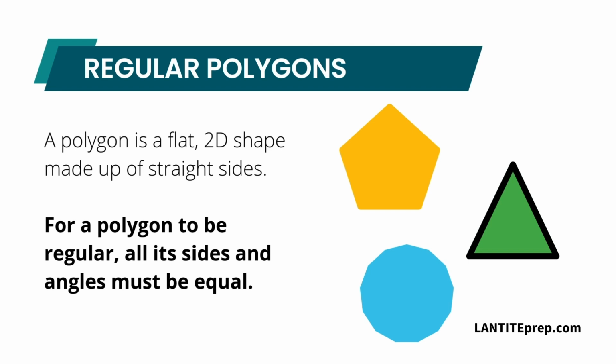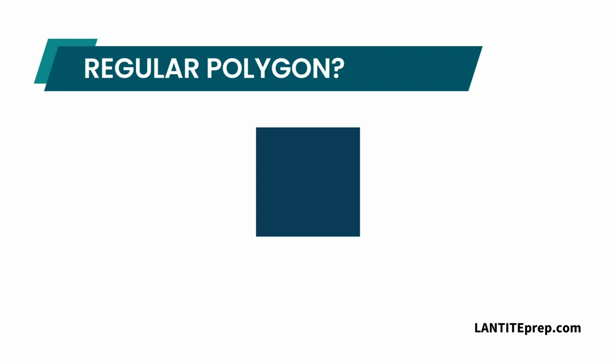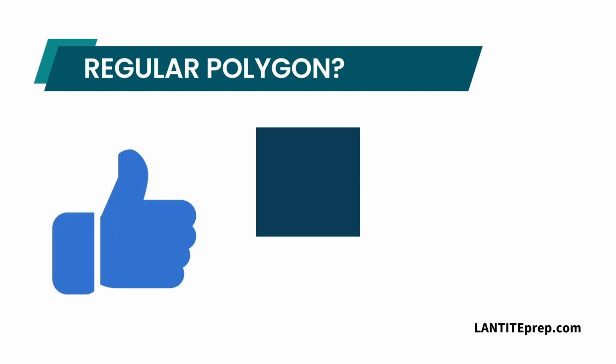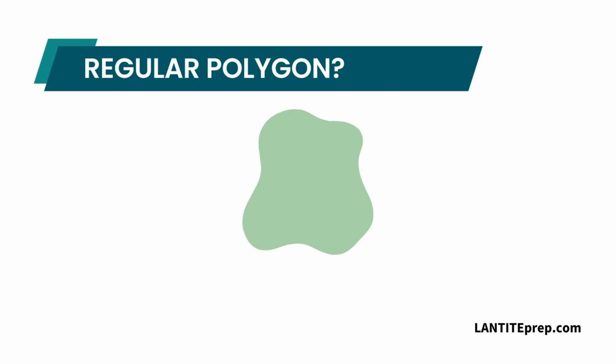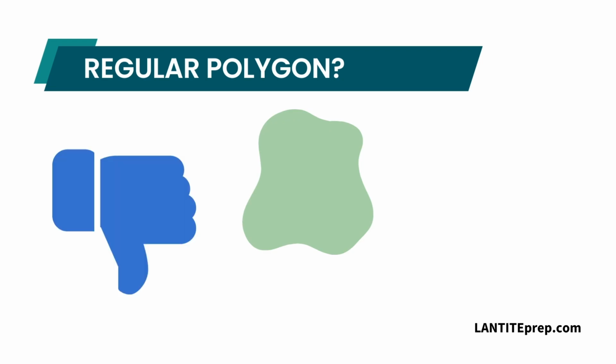In the next set of slides, I'll show you a shape and you say yes if it's a regular polygon and no if it's not. Let's begin. Is this a regular polygon? It sure is, because it's a 2D shape with all sides the same length. How about this? Is this a regular polygon? No, because its sides are not the same.